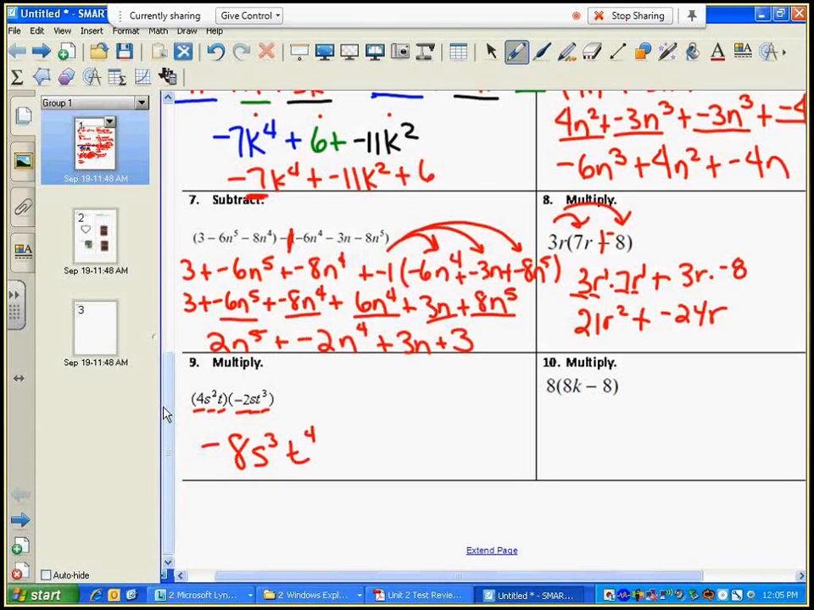Number 10. Multiply this and distribute. Distribute the 8 to everything. So 8 times 8k is 64k. Plus 8 times negative 8 is negative 64. Okay, going to the next page.